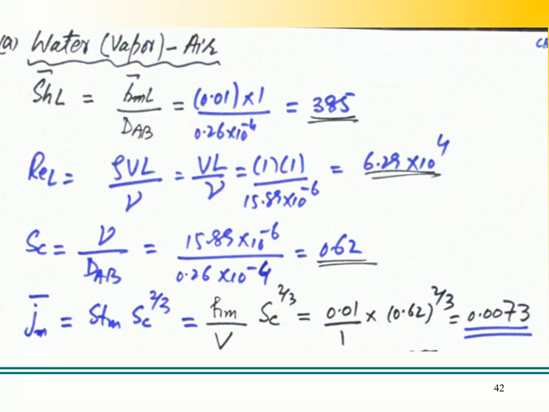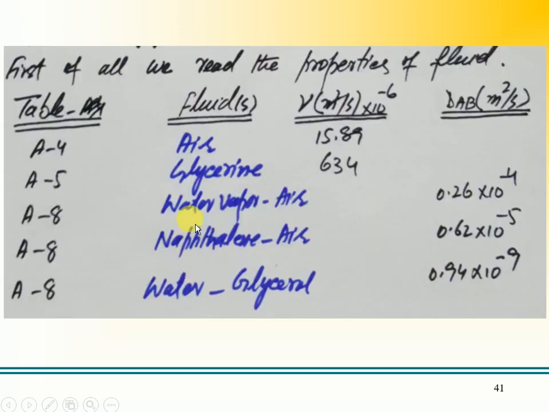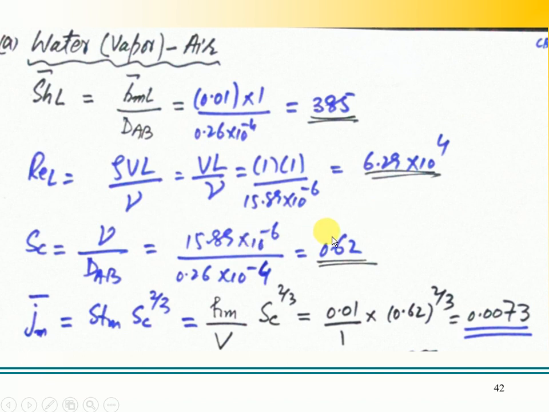Okay, the Sherwood number is h bar m L over DAB. I put the value of h bar m, length is 1, and the DAB we have read out gives 385. Reynolds number is rho V L upon nu, very simple. Put the value, you get this. Schmidt number is nu over DAB, and we use the DAB between water vapor and air, 0.26 times 10 to the minus 4. We get the value of 0.6, and the Colburn factor is St_m Sc to the 2/3. It is basically h_m by V, where V is the velocity, and Schmidt number to the 2/3, 0.01 by 1. That is 0.62 to the power 2/3, 0.0073.